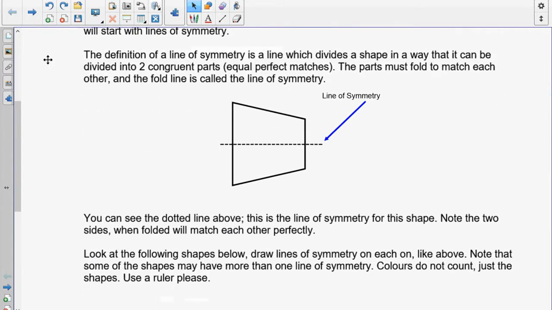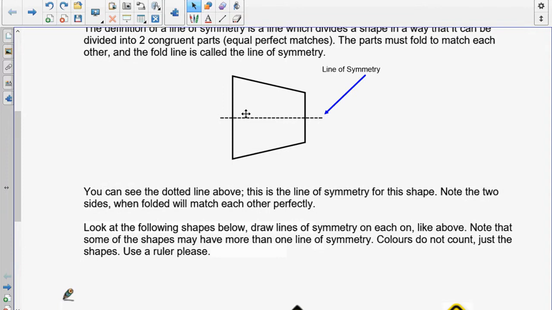Okay. The definition of line symmetry is a line, like this one right here, the dashed one, that divides a shape in a way that if I were to fold this over, it would match perfectly. We would call that, it has line symmetry. It's symmetrical. The two sides are symmetrical. And you could see that this is one for this one.